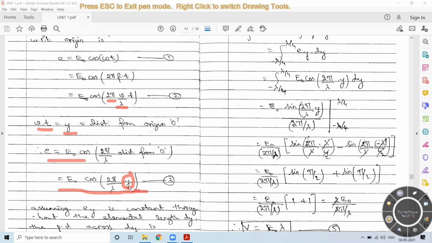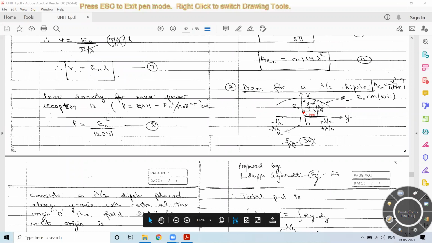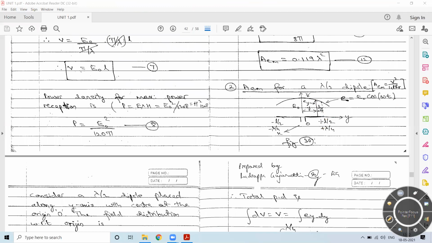And this y is nothing but the distance from the origin, that is at 0. That is the distance from this point that you are considering. So that is what is being displayed over here. This y is, say, if I'm considering a point and want to identify the potential at this point, its field value will be given with this instantaneous value, and it is at a distance of y.